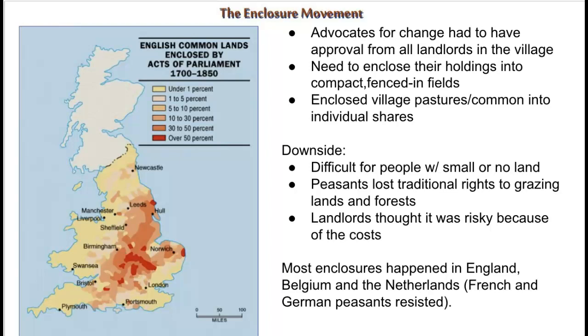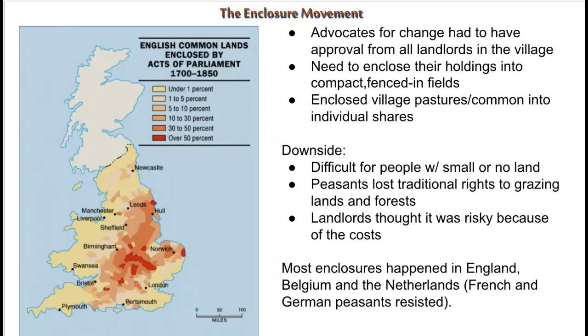And if you look at this map, you see that from 1700 to 1850, right, there's not enclosures everywhere, right? The lion's share of the map is yellow, and that's under 1%, right? But the dark red areas are where the enclosures were most prominent. The downside was that it was hard for people with small or no land. It eliminated those common areas, right? So people really had to sort of try to be economical with their space and to farm. That's a really hard thing to do. And those peasants lost traditional rights to grazing lands and to forests.